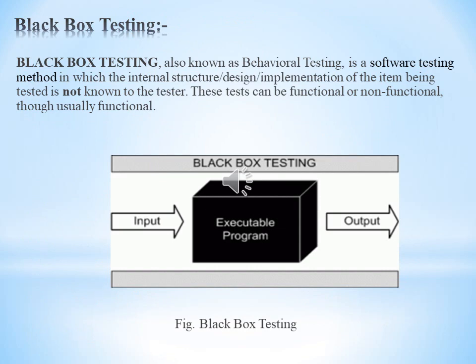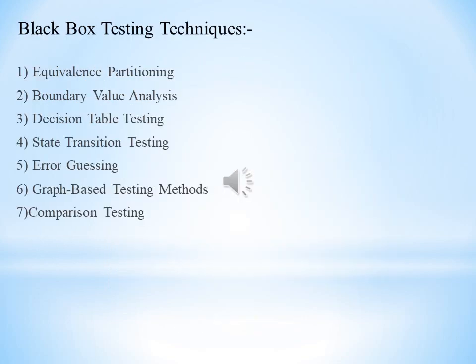Now, black box testing. Black box testing, also known as behavior testing, is a software testing method in which the internal structure, design, and implementation of the item being tested is not known. The black box testing techniques are: first equivalence partitioning, second boundary value analysis, then decision table testing, state transition testing, error guessing, graph-based testing methods, and last is comparison testing.